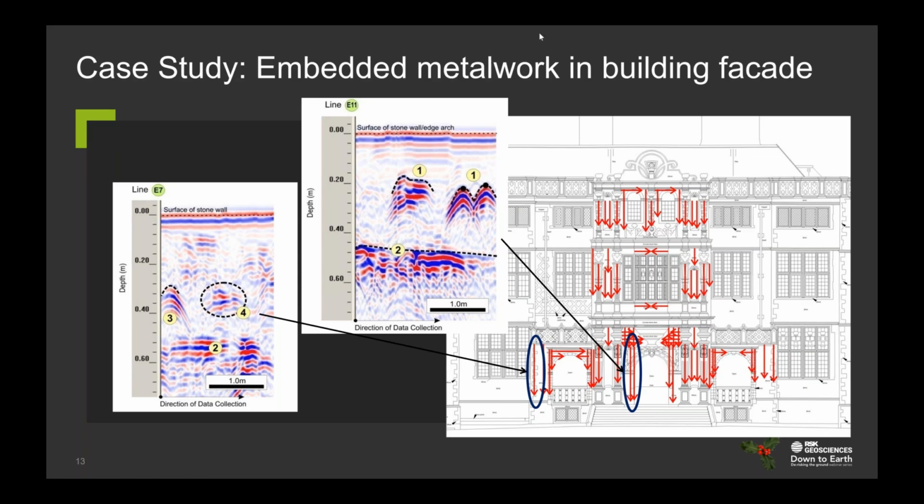The data shown in E11 in the image in the center was recorded along a survey line that was moved vertically to the left of the main entrance door. You can see there are some reflections from interbedded metal objects shown by the bright high amplitude features labeled with the number 1. And you can also see the back of the slab, which is shown by the constant reflection labeled with the 2.